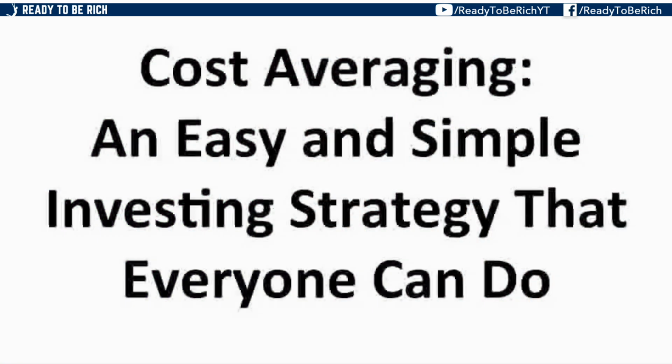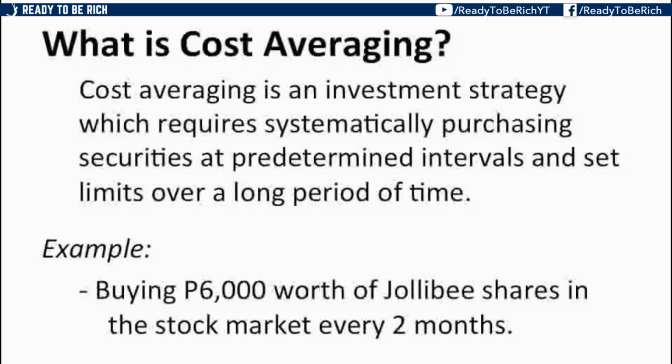Cost averaging is an easy and simple investing strategy that everyone can do. What is cost averaging? So, as a simple definition, cost averaging is an investment strategy which requires systematically purchasing securities at predetermined intervals and set limits over a long period of time. So, an example would be buying 6,000 pesos worth of Jollibee shares in the stock market every 2 months.